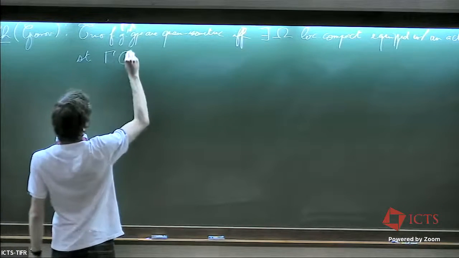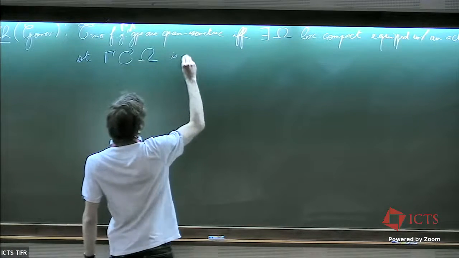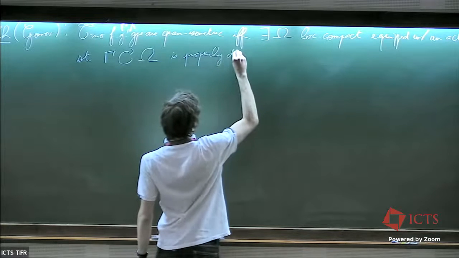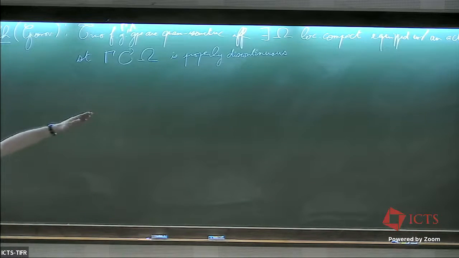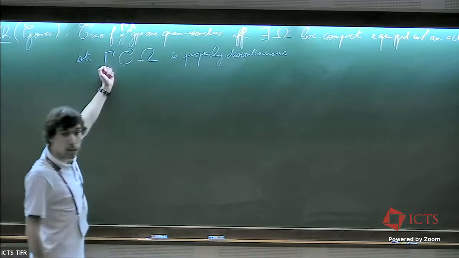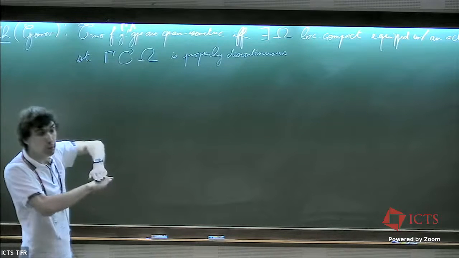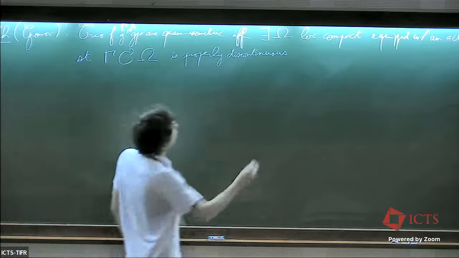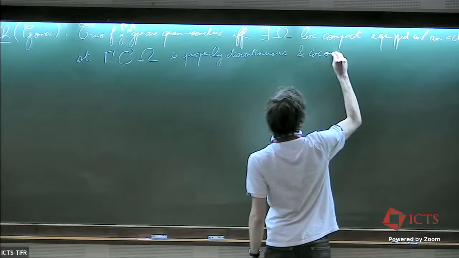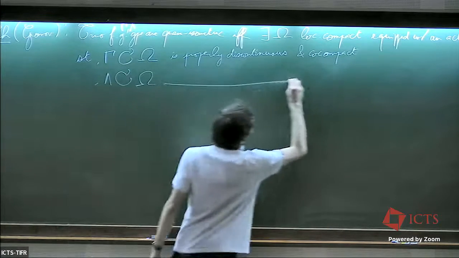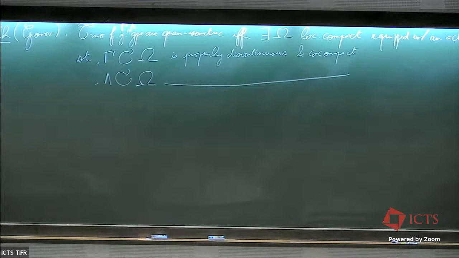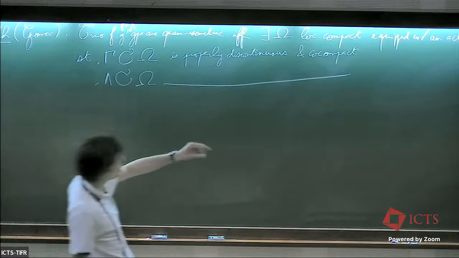And you require that the action of Gamma on Omega is properly discontinuous, meaning that if you take any compact subset K of Omega, there will be only finitely many elements of Gamma that do not move K out of itself, and co-compact. And same for the Lambda action. So you have two properly discontinuous co-compact actions of Gamma and Lambda on Omega by homeomorphisms that commute.